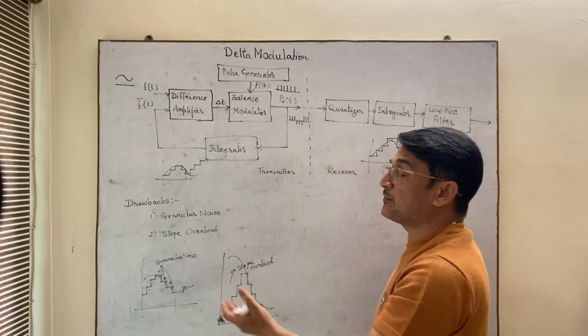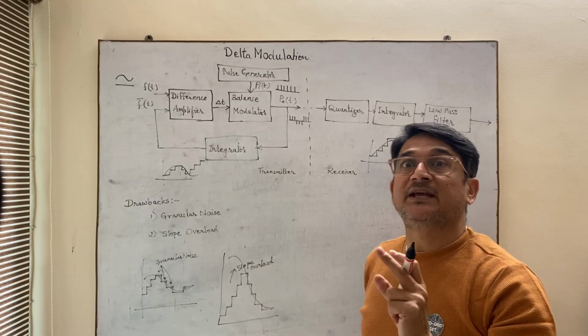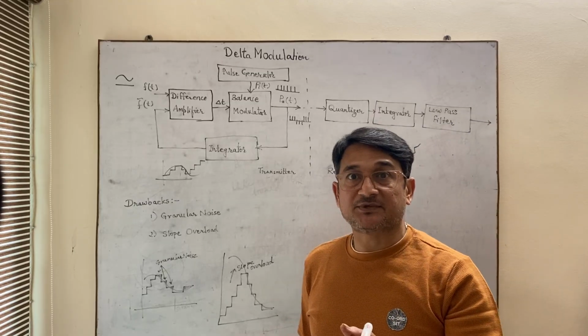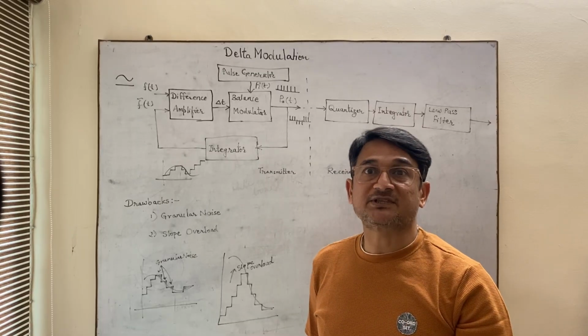Now there are some drawbacks of delta modulation. Why? Because there are basically two types of steps. One is uniform step size, another is non-uniform step size.